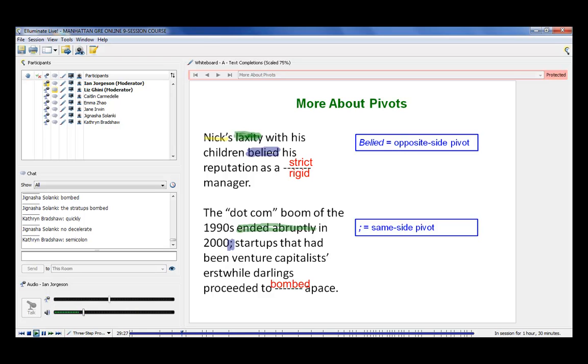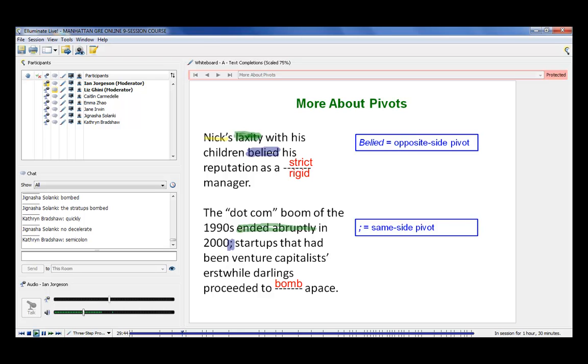Startups that had been venture capitalists' erstwhile darlings proceeded to bomb. I should put that as bomb, not bombed. I'm screwing up my part of speech. Apologize for that. Bomb or fail or something like that, apace.